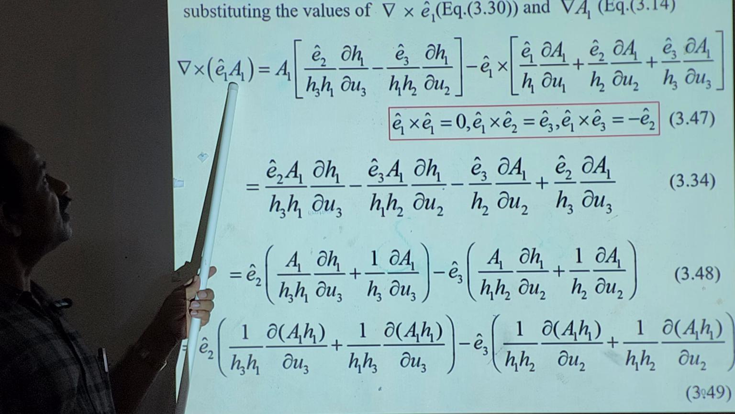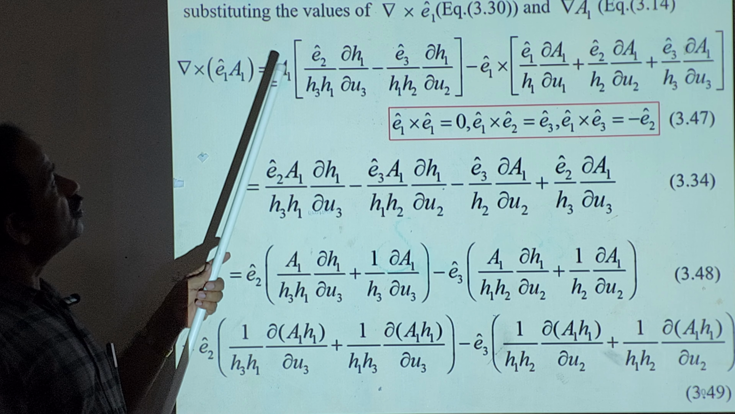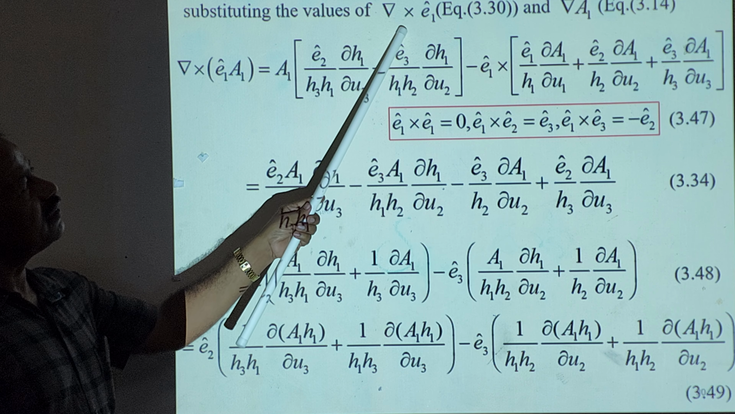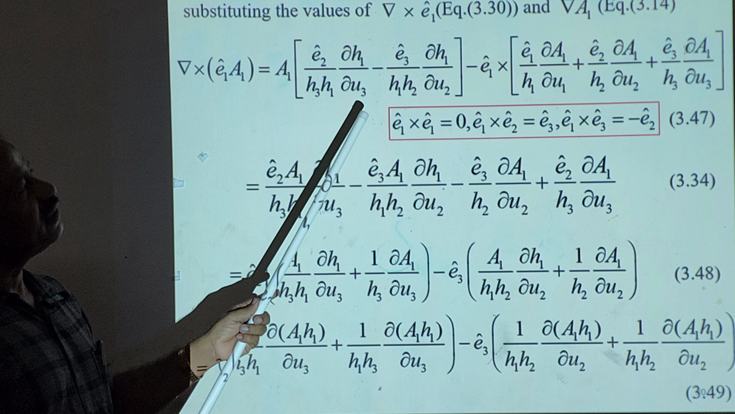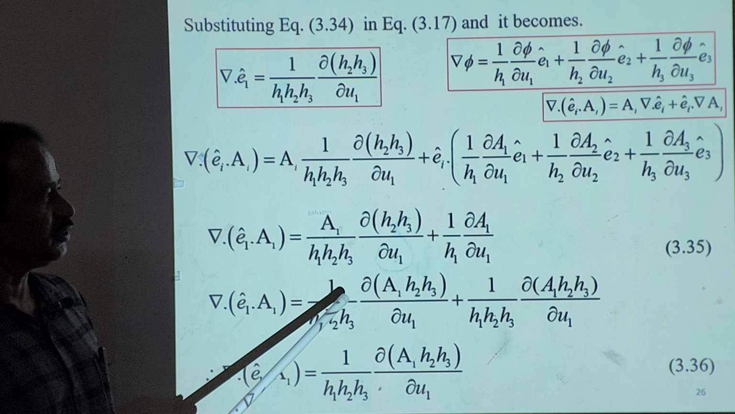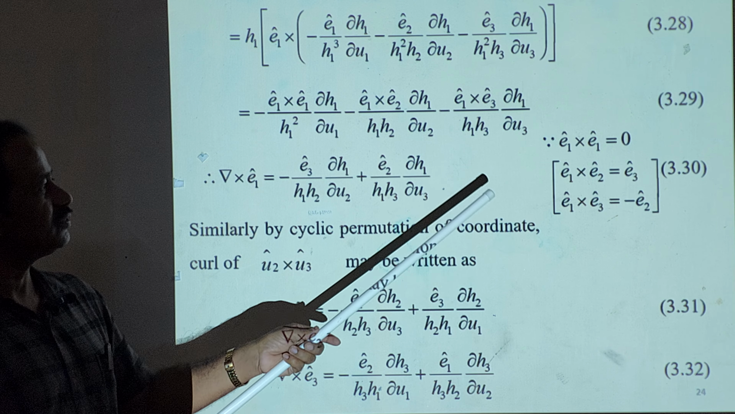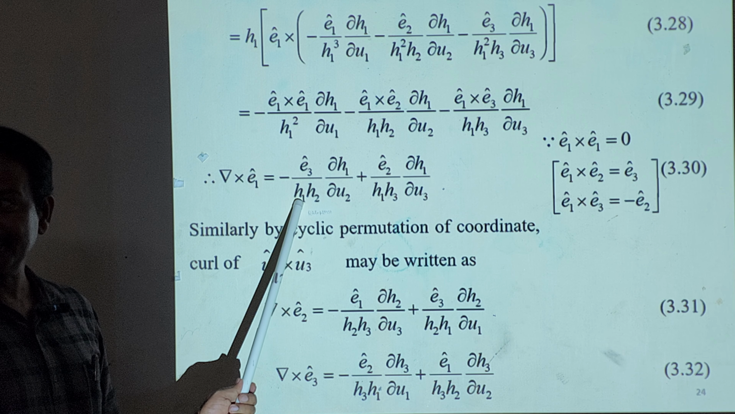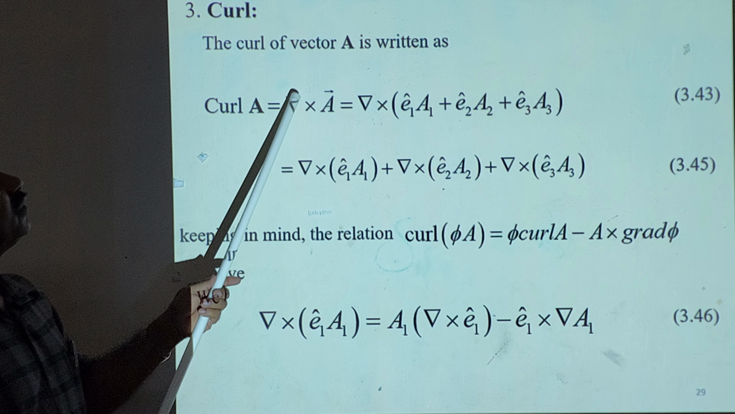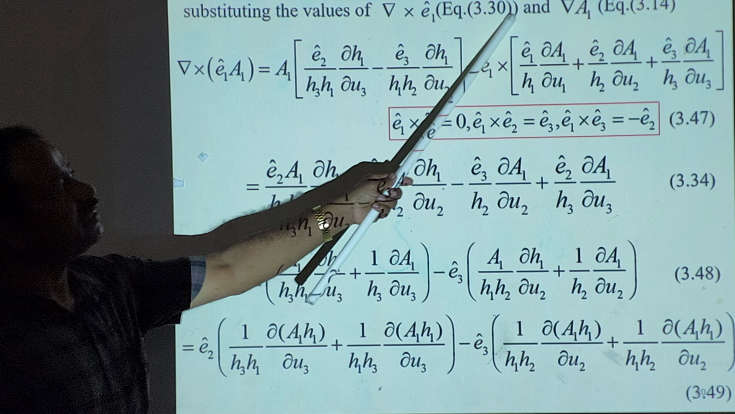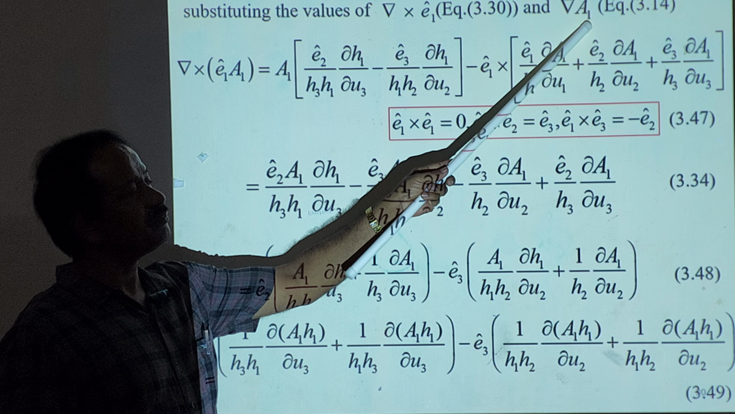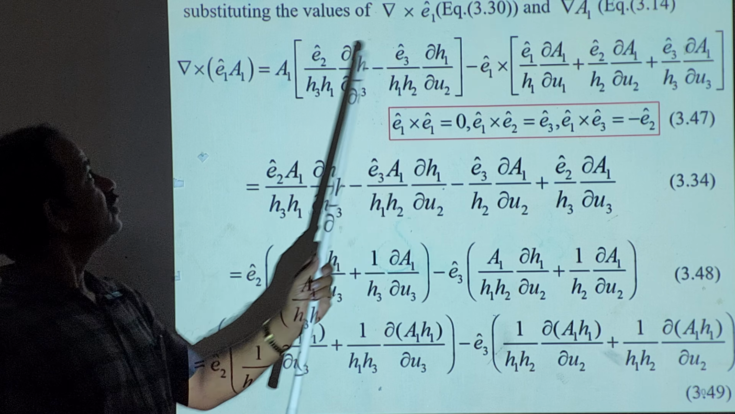So as I said, del cross E1 A1. Del cross E1 is given by equation 3.30; we will have to use 3.30. Already we have found out del cross E1. And we have del A1, the gradient of A1, from equation 3.14. Already we know this one. So we will have to substitute.